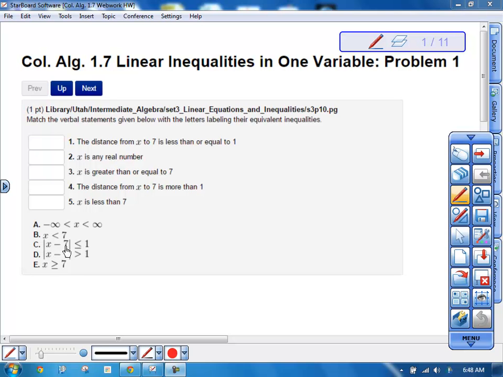So the distance from x to a number is less than or equal to 1 would be c. And then x, any real number that's negative infinity to a positive infinity, so that's b. X is greater than or equal to 7 would be e. The distance from x to 7 is more than 1, be d. And x is less than 7 is b. I'm sorry, x is any real number is a. Don't ask me how I put b there.